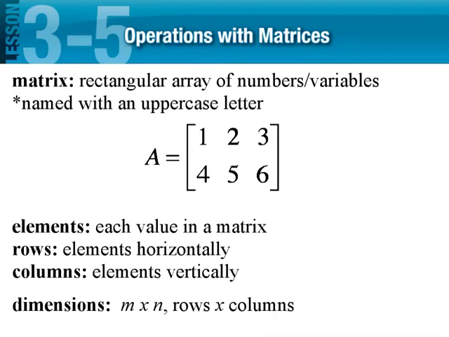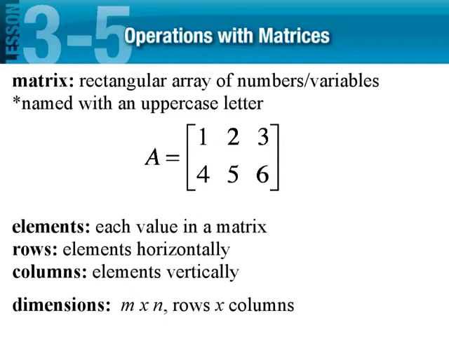A matrix is a rectangular array of numbers or variables. It's always named with an uppercase letter, and an example there is matrix A. Okay, 1, 2, 3, 4, 5, 6. The elements are each value in a matrix. So in this case, this matrix A would have elements 1, 2, 3, 4, 5, and 6.